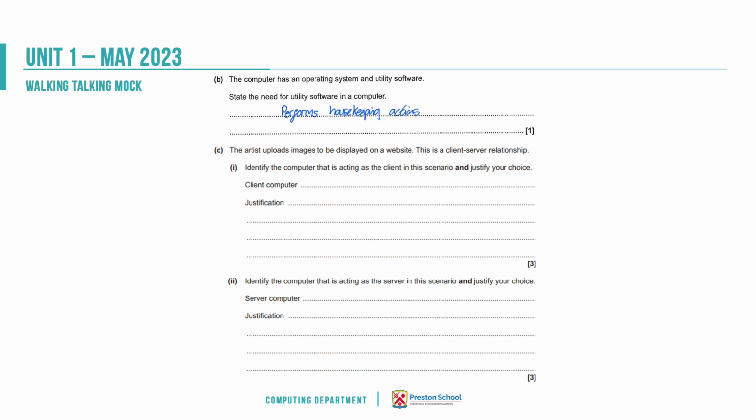Next, the artist uploads images to a website. This is a client-server relationship. Identify the computer acting as the client and justify your choice. This is another question where we're getting 3 marks. 1 for the choice, but 2 marks for the justification. It's another question where students didn't do particularly well.